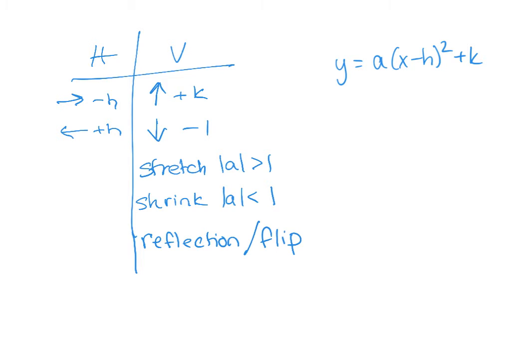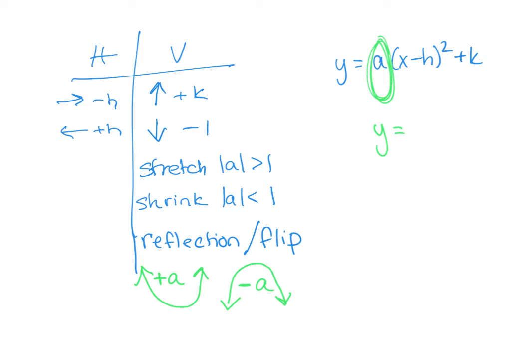Okay, but this is also related to that A value. If the A value is a positive number, then your graph is going to open up like a cup. If your A value is a negative number, your graph is going to open down like a frown. Okay? So I can show you a real simple one.